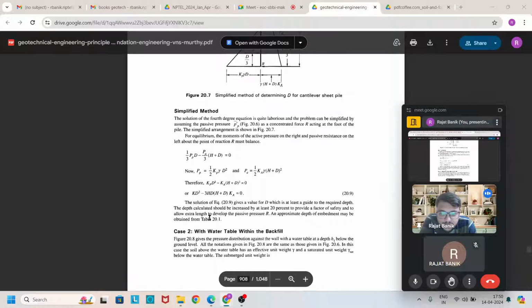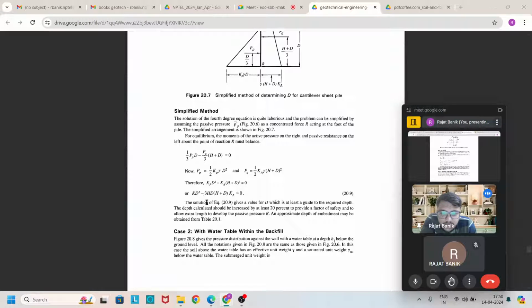Here is the formula: K d cubed minus 3 h d times (h plus d) Ka is equal to 0, where K is Kp minus Ka. This equation is much simpler than the previous equation because it is third order, while the previous one is fourth order. So in most cases of approximate design, we use this equation. After that, we increase this embedment depth for safety by 20% to 40%.